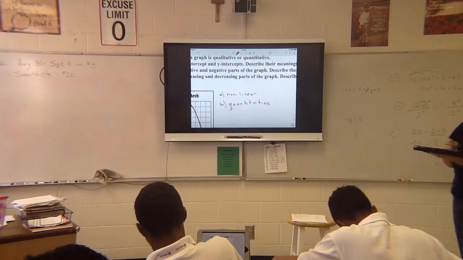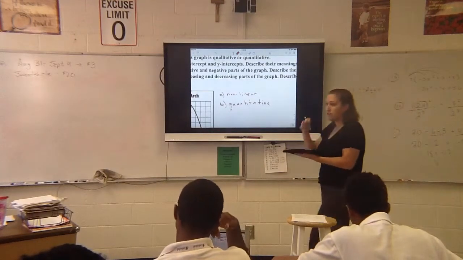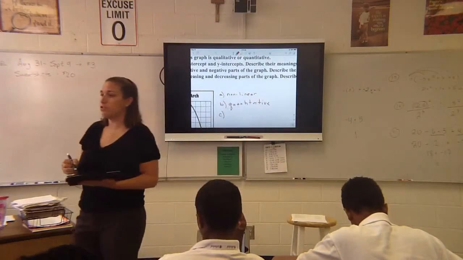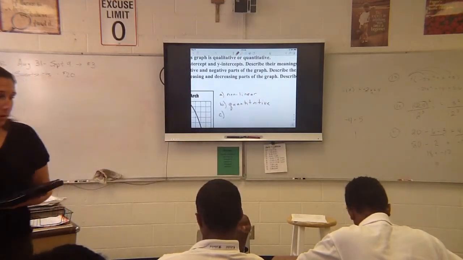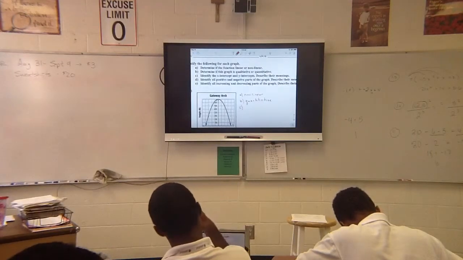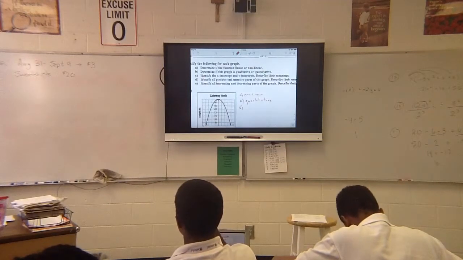Okay, so like I said, the first 2 are pretty set. You just answer it's this or this. Now on C, this is where we got to start doing a little bit more thinking and we got to do a little bit of writing. It says, identify the X and Y intercept that describe their meanings.